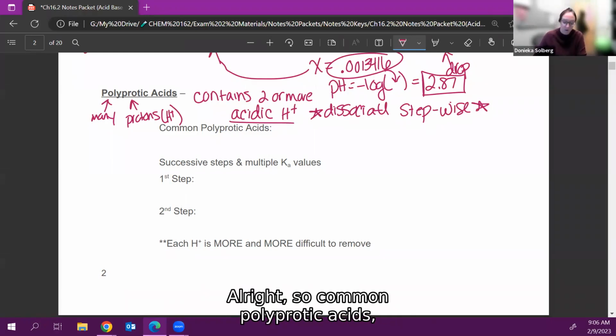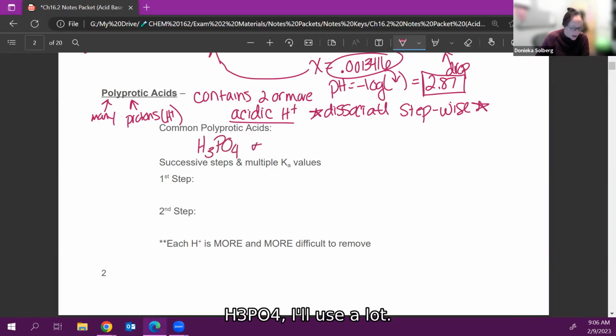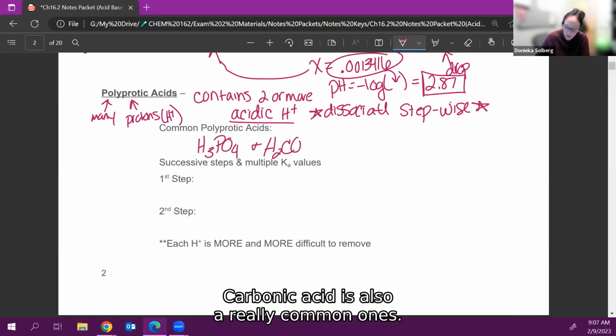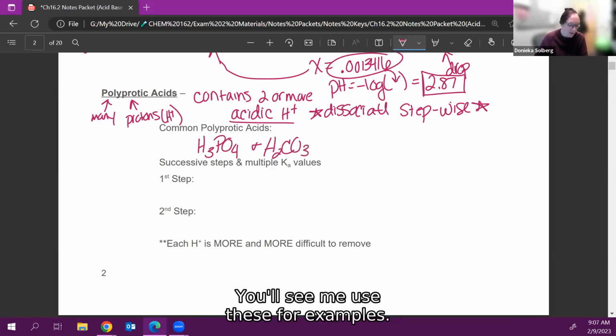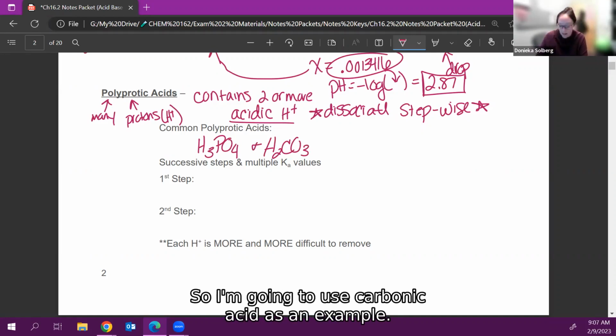All right. So common polyprotic acids, I already mentioned one in an earlier video, H3PO4, I'll use a lot. Carbonic acid is also a really common one. So you'll see me use these for examples. So I did say that there's successive steps. So they have separate K values. So you only take one hydrogen off at a time. So I'm going to use carbonic acid as an example.